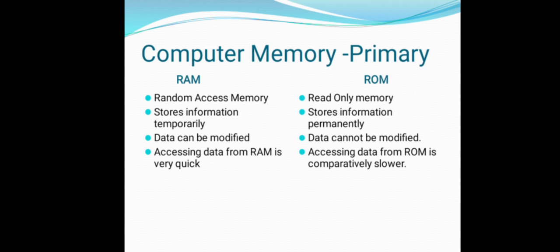Now the next one is your computer memory. There are two types of memory available in a computer system. The first one is your primary, and the second one is your secondary. So firstly we will discuss primary memory.